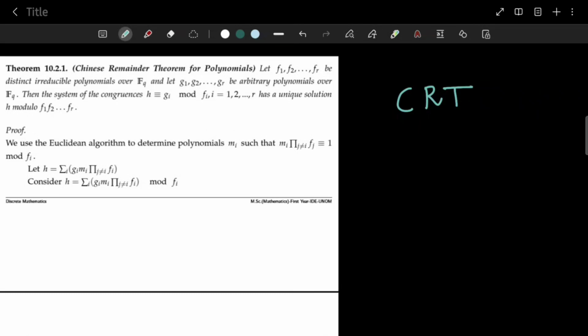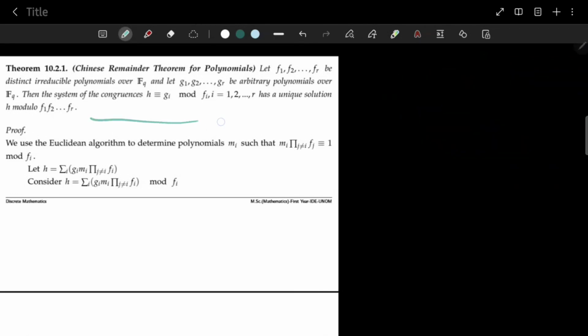Today we will be getting to know about Chinese Remainder Theorem for Polynomials, that is CRT for Polynomials. This is one of the most powerful tools in discrete mathematics and coding theory. Whether you are preparing for M.Sc exams, GATE, or just trying to make sense of modular arithmetic over polynomials, this video is your step-by-step guide and a simple logic that will make you say, finally, I get it. Okay, let's get started.